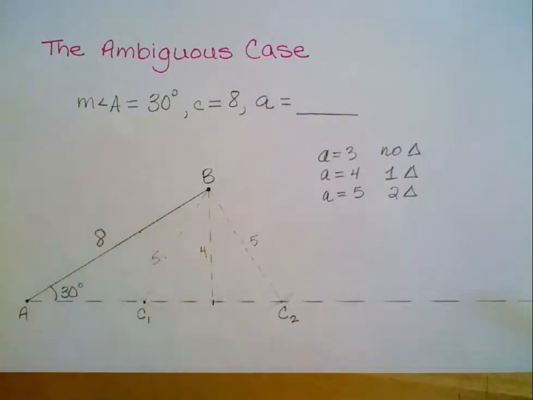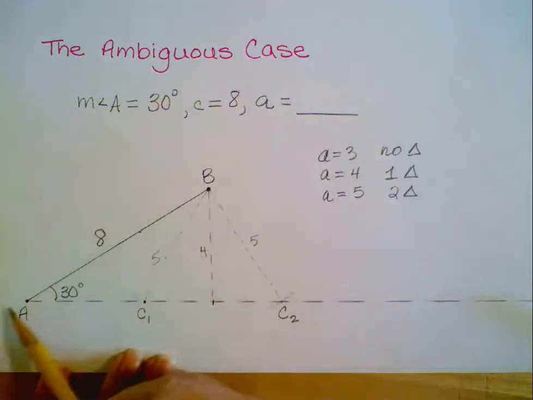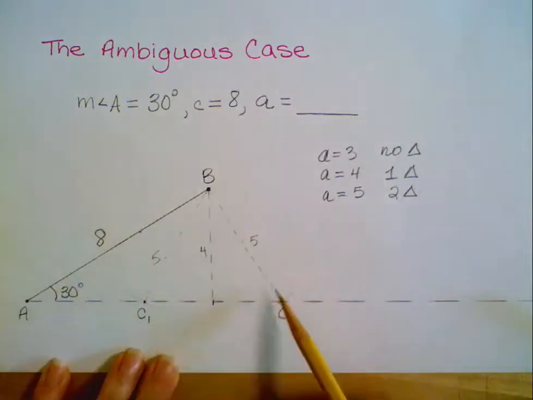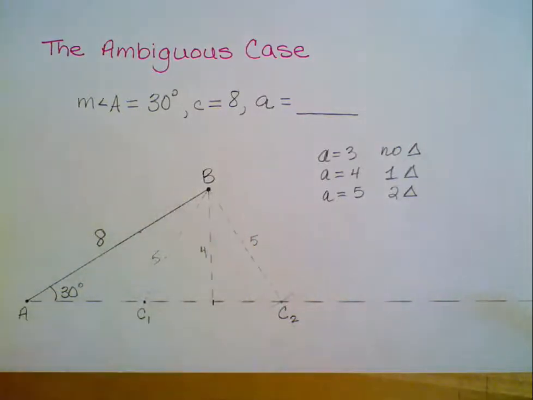But it's very clear that the triangle ABC1 is not congruent to triangle ABC2, nor are they similar. So this ambiguous case doesn't fall into congruence in geometry, and it doesn't fall into similarity in geometry because neither of them apply. Now let's go back to that 4 for a minute.